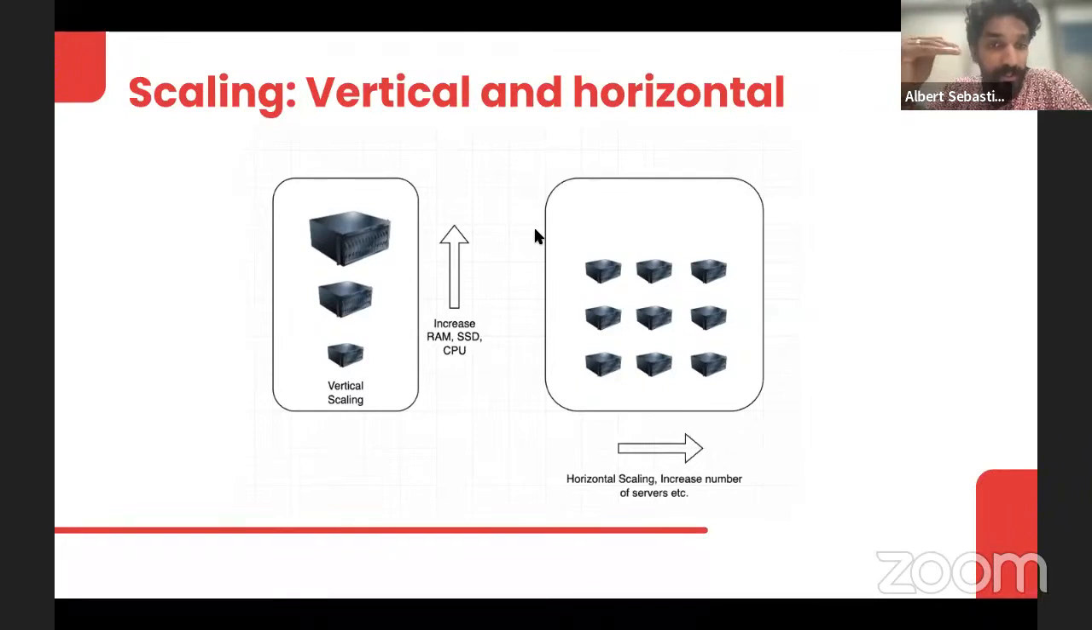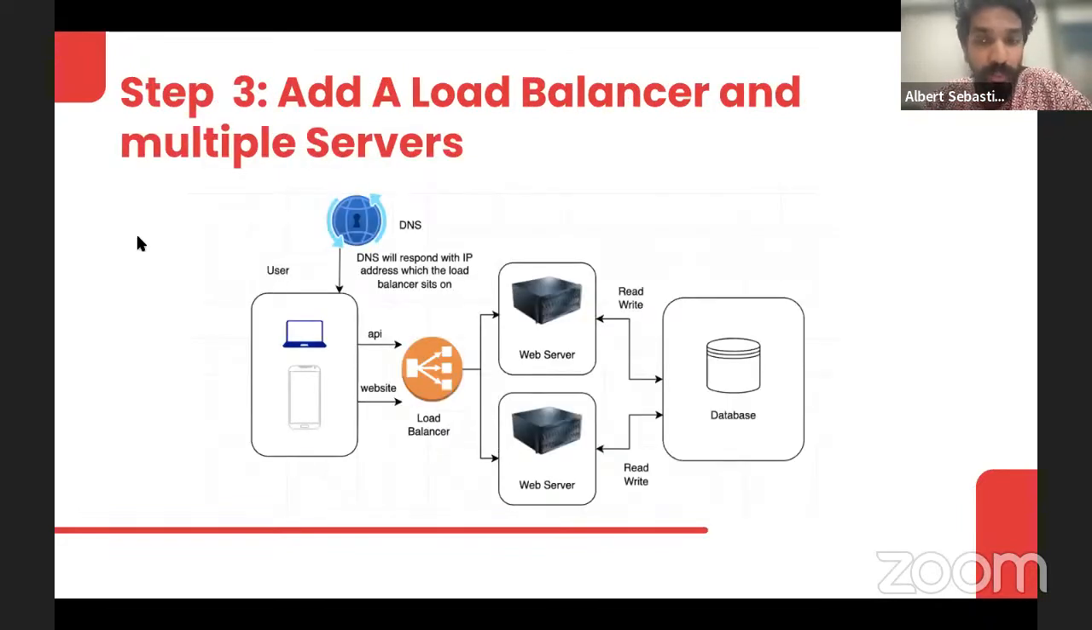But there's only a maximum limit you can achieve with vertical scaling. So over time, people tend to go through horizontal scaling. They're okay with having multiple servers rather than one single server, which is still a single point of failure. So let's add a couple of servers into our system. We add two servers now, right? We have web server 1, web server 2.